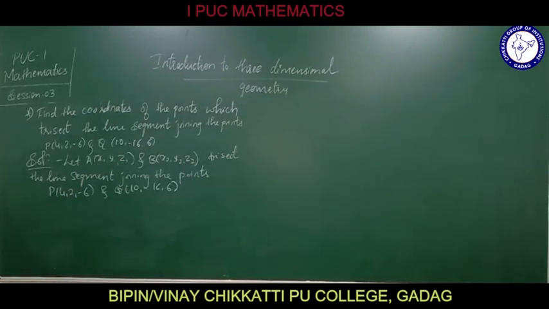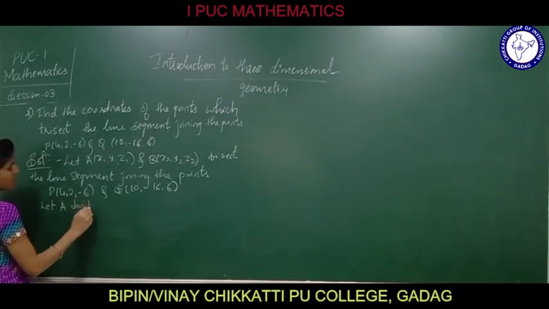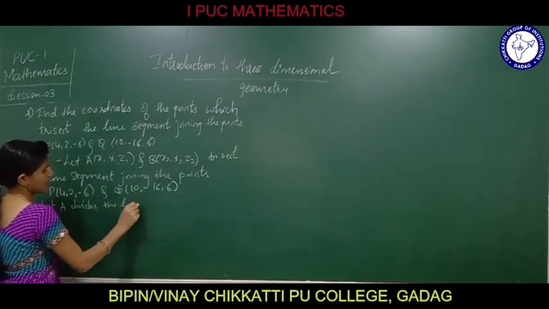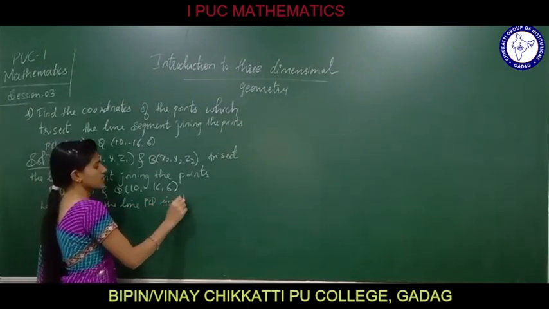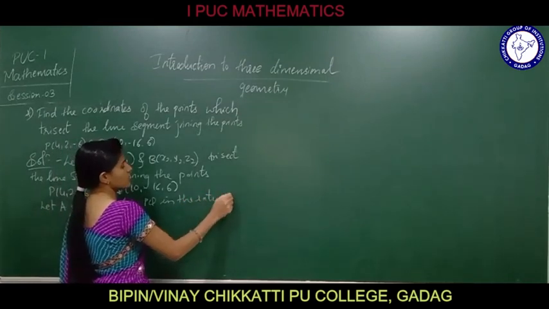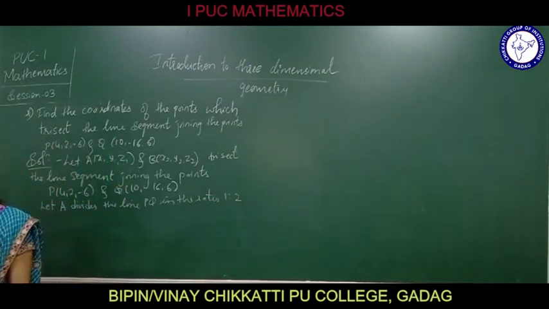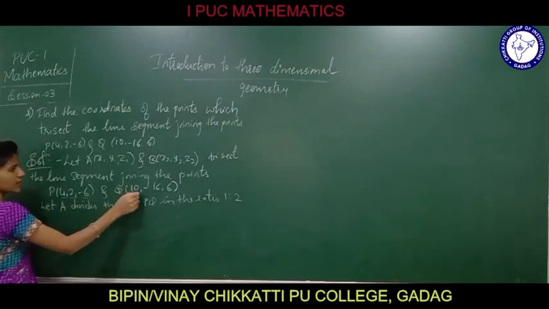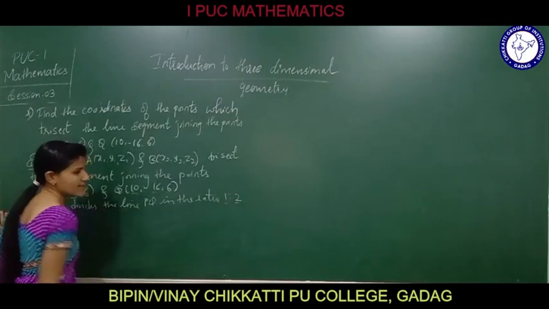Once that is done, what we are going to do is consider that A divides the line PQ in the ratio 1:2. Let A divide the line PQ in the ratio 1:2. Here it is going to be x1 y1 z1, x2 y2 z2, and this is m and n.